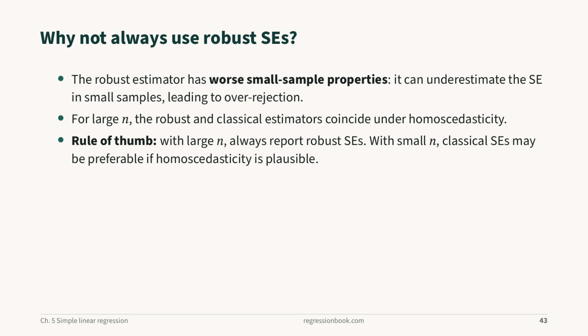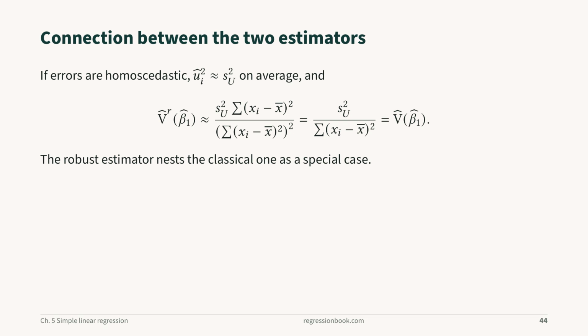In large samples under homoscedasticity, the two estimators coincide anyway. Hence the rule of thumb: large N, always report robust; small n, classical may be preferable when homoscedasticity is plausible. The two estimators are relatives, not rivals. If errors are homoscedastic, the squared residuals hover around a common variance, and the sandwich formula collapses algebraically into the classical one. The robust estimator nests the classical as a special case, which is exactly why it costs so little to use it by default.